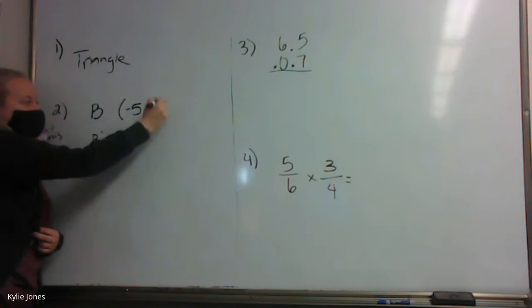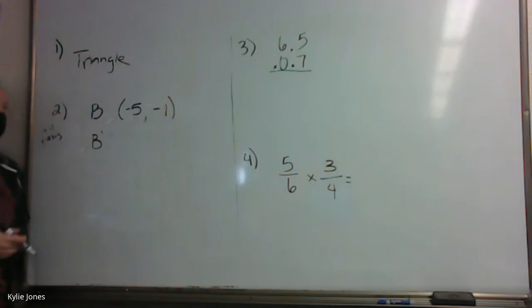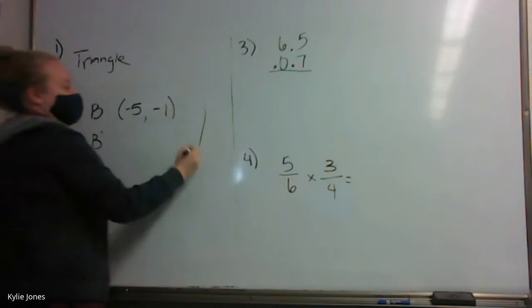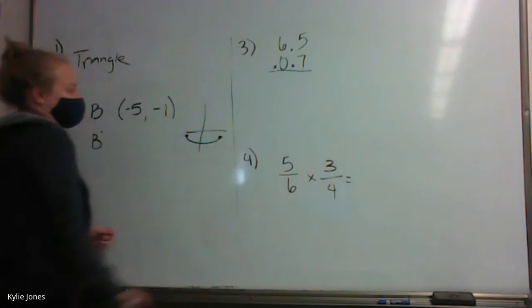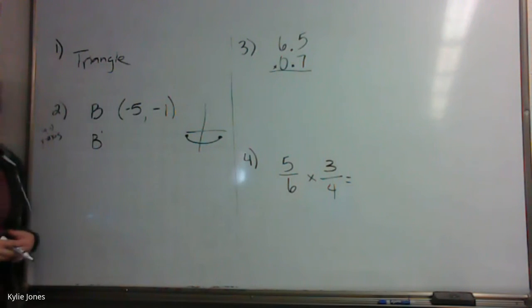-5, 1. -5, -1 is the original one. How do I flip it over the y-axis? Remember, if you flip it over the y, it's going to go from over here to over here. So if I flip it over the y-axis, which coordinate needs to change? It's going to be the -5.